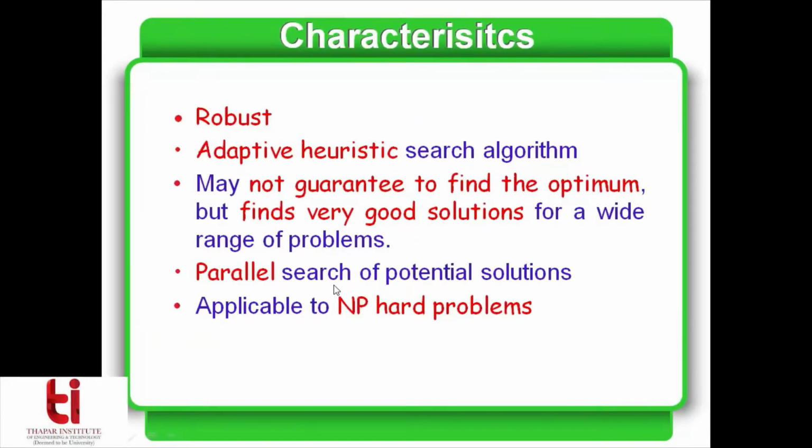So when I talk about the characteristics, genetic algorithms are robust. When I say robust, that is if there is a change in the inputs, my algorithm is still able to achieve a good solution. Okay, and next it is an adaptive heuristic search algorithm. When I say heuristic, it means it is not guided by a determined flow, but it has the capability to work in an environment which is random or stochastic in nature and still give me a good solution.